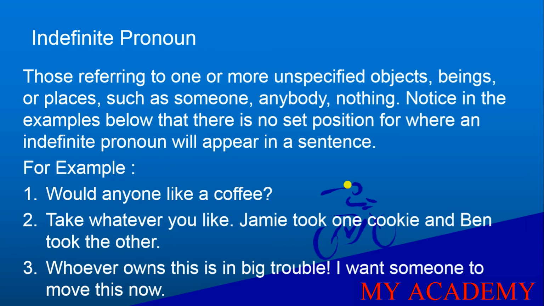Indefinite pronoun refers to one or more unspecified objects, beings or places such as someone, anybody, nothing. Notice in the examples below that there is no set position for where an indefinite pronoun will appear in a sentence. For example, would anyone like a coffee? Second, take whatever you like. Jamie took one cookie and Ben took the other.